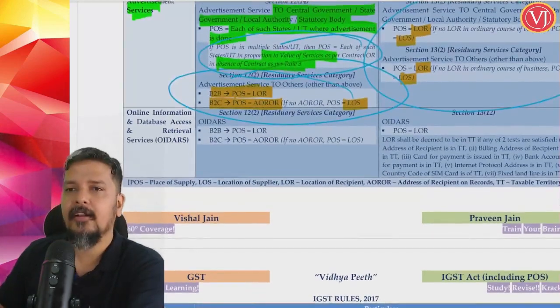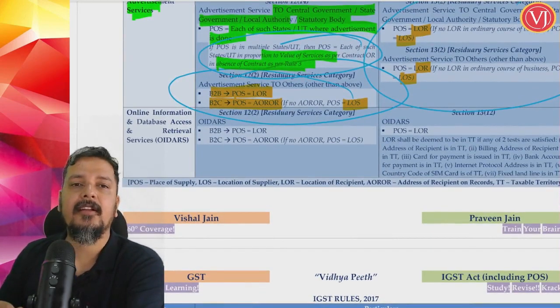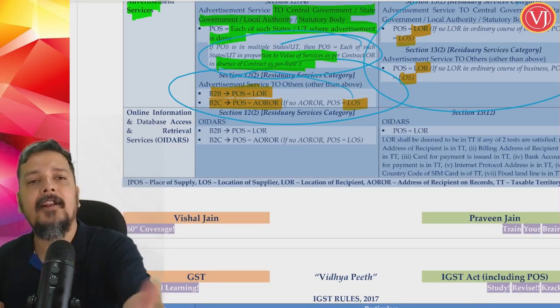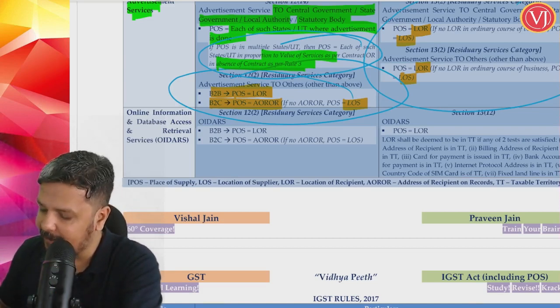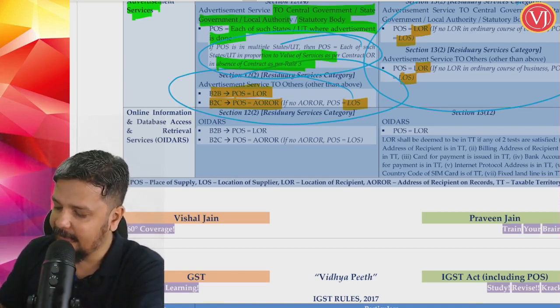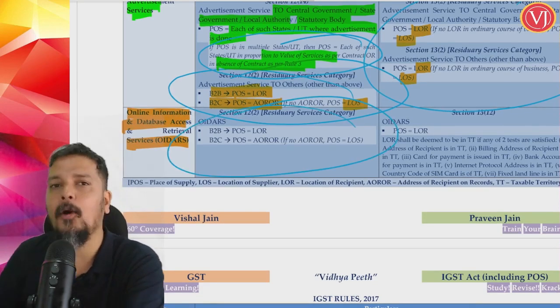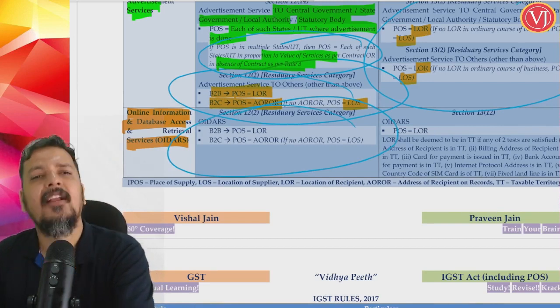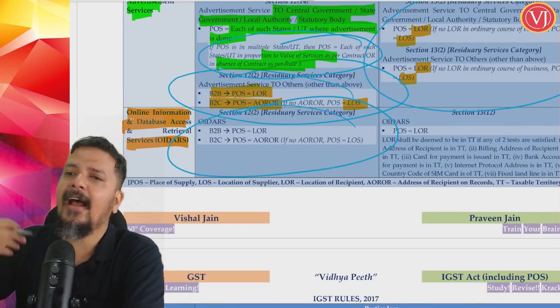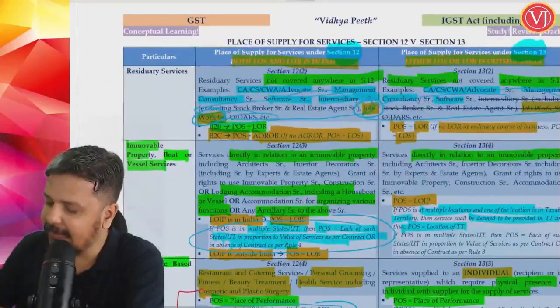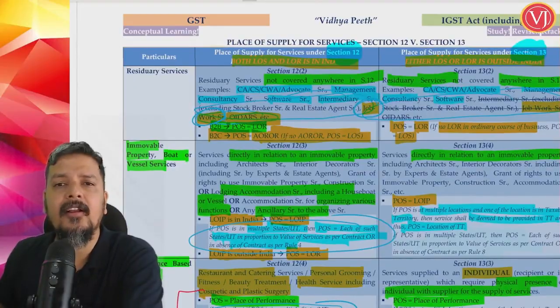Now here we are going to go with multiple states, and how to bifurcate across multiple states will be discussed in rule 3. By default, they understand it will be multiple states and that bifurcation will be there in rule 3. And the last category is the OIDARS category. In the OIDARS category, they don't say anything in section 12. If you are a supplier of OIDARS in India and the recipient is also in India, it will go and sit in your residuary category. If you see, initially OIDARS was covered in your residuary category. What will be the answer?